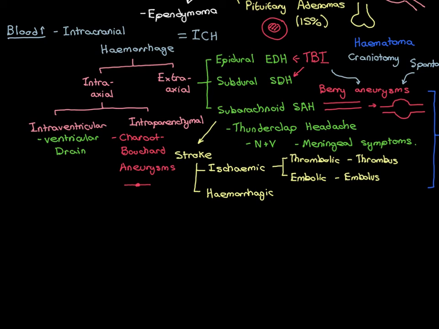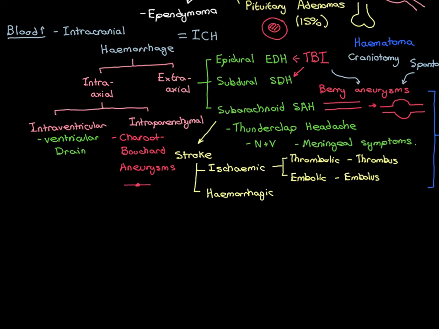Then, intra-axial hemorrhages, we divide these into intraparenchymal and intraventricular hemorrhages. In intraparenchymal hemorrhages, the bleed is actually inside the brain parenchyma, and this can lead to an intraparenchymal hematoma forming, and again this obviously will lead to a form of stroke, a form of hemorrhagic stroke specifically. And then finally, intraventricular hemorrhages, which is where the blood is going to go into the ventricles, and the main complication that can occur with that is that you can end up with communicating hydrocephalus, and therefore we need to treat that with a ventricular drain.